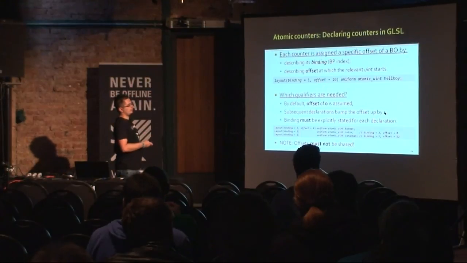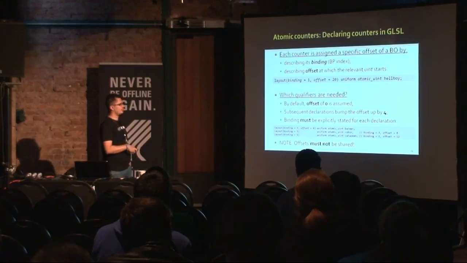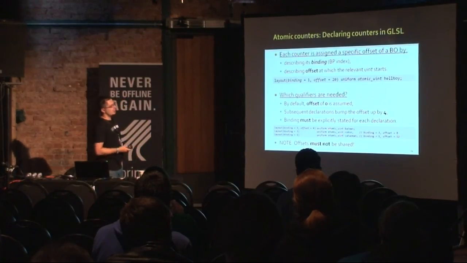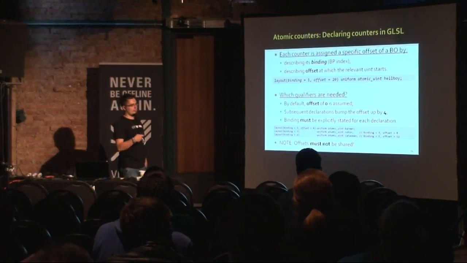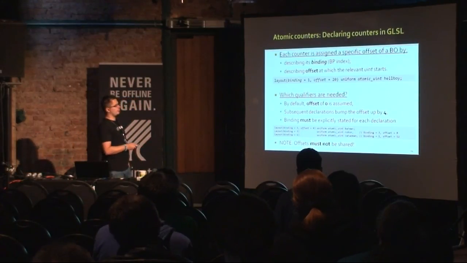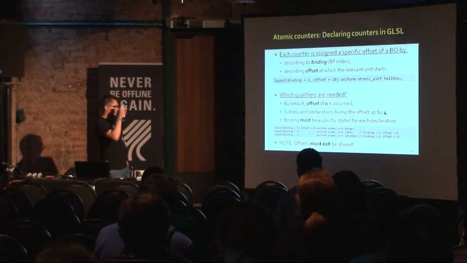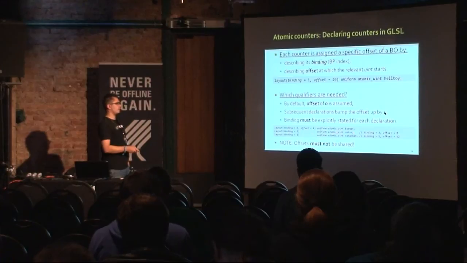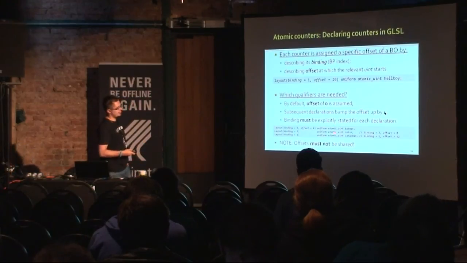So in this case, it's like saying that my atomic counter is backed by a buffer object that is bound to the second buffer binding point, if you count from 1, at an offset of 20 bytes. Which qualifiers are needed? Are both qualifiers required to be declared at the same time or not? There are 3 or 4 rules you need to follow. By default, an offset of 0 is assumed. You need not declare the offset in every single declaration of an atomic counter. If you don't, the offset used for the previous atomic counter declaration is going to be increased by 4 bytes. However, binding must be explicitly stated for each declaration.